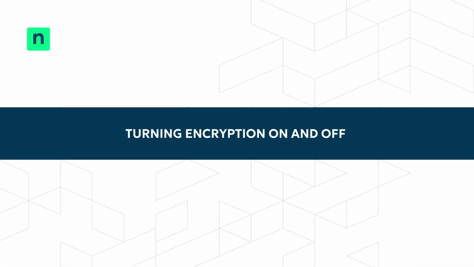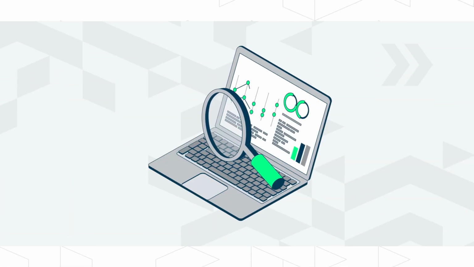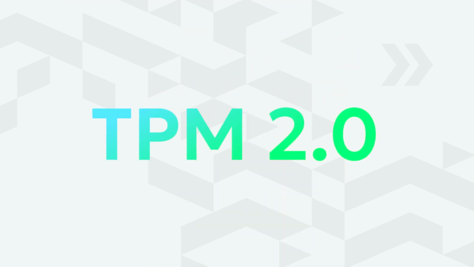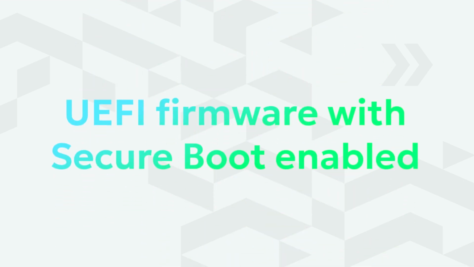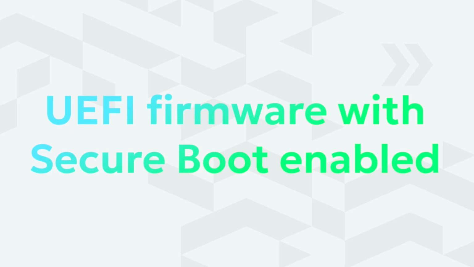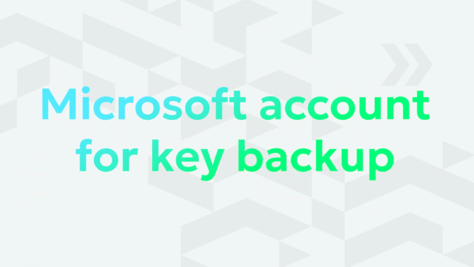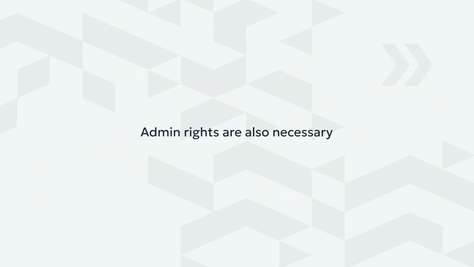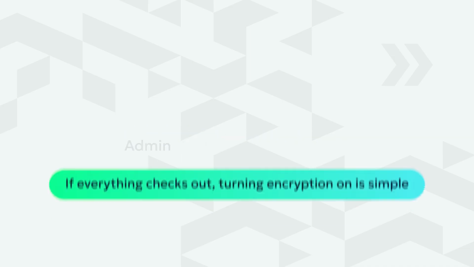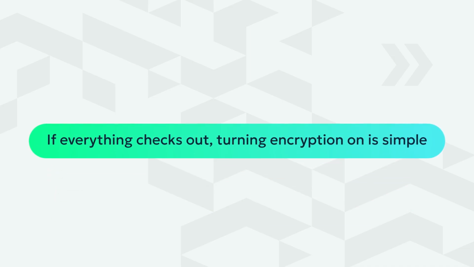Turning encryption on and off. To start, make sure your device meets the requirements. You'll need TPM 2.0, UEFI firmware with Secure Boot enabled, and a Microsoft account for key backup. Admin rights are also necessary. If everything checks out, turning encryption on is simple.